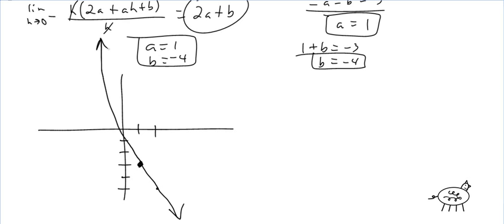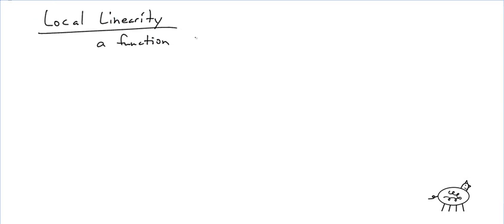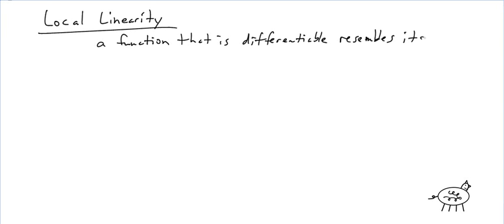All right, sweet. All right, so let's talk about our main topic here. And our main topic is called local linearity. And basically, local linearity is a function that is differentiable resembles its own tangent line.